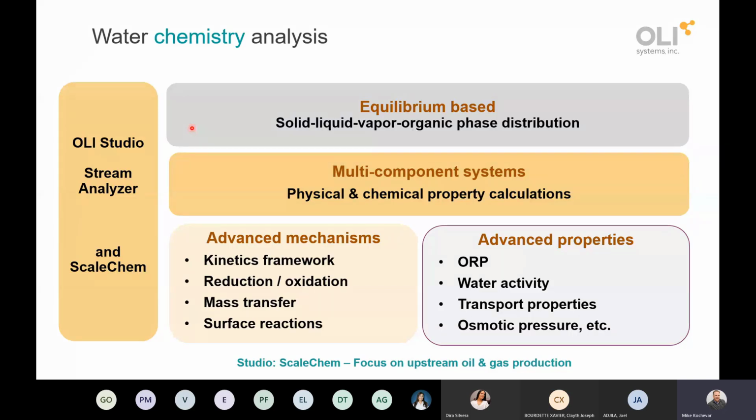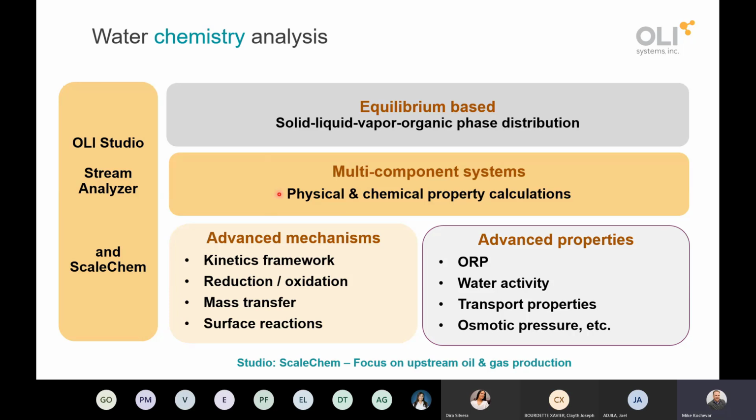So just a bit of background on the software. When we use the OLI Studio, or really any of our tools, we're looking at equilibrium-based calculations and 4-phase distribution. So we have a solid, a liquid, a vapor, and a second liquid phase, which is typically inorganic. So we're going to look at how the various species distribute amongst those 4 and go to equilibrium.